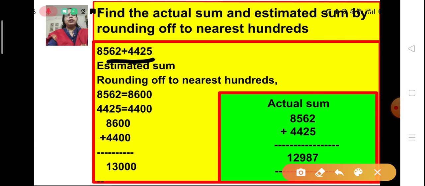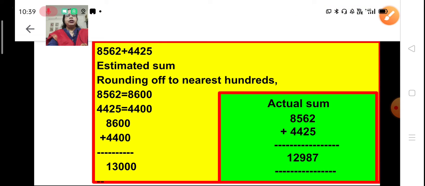We will first round off the number 8,562. We have to round it off to the nearest hundreds. That means here, this is the hundreds place. So what is the digit next to it? It is 6. So what do we do? We will round off this number as 8,600. As 6 is more than 5, 562 can be rounded off as 600 and the number becomes 8,600.